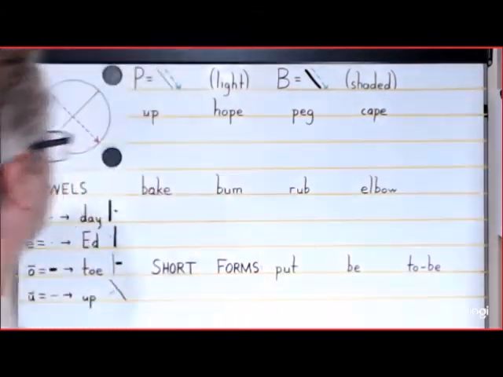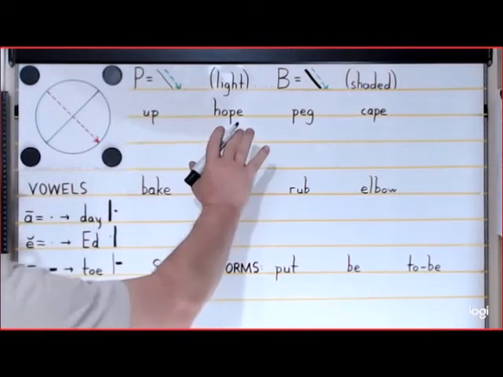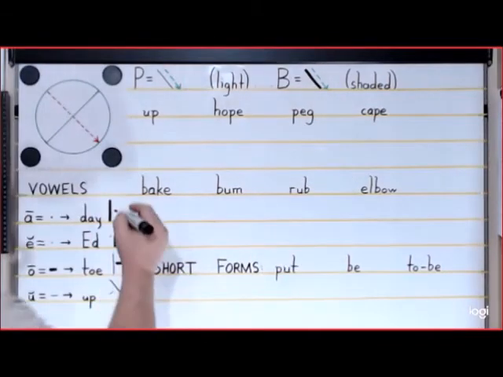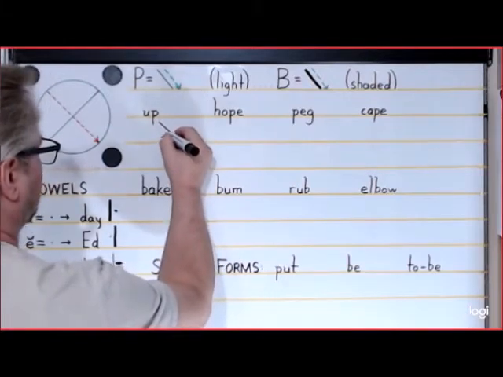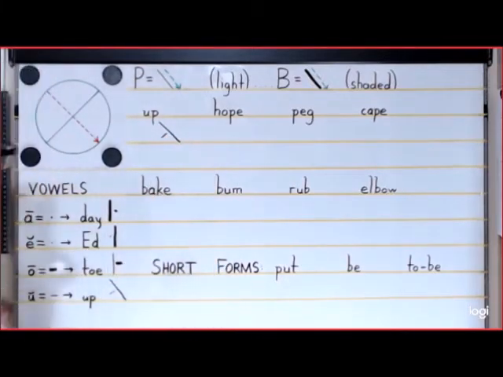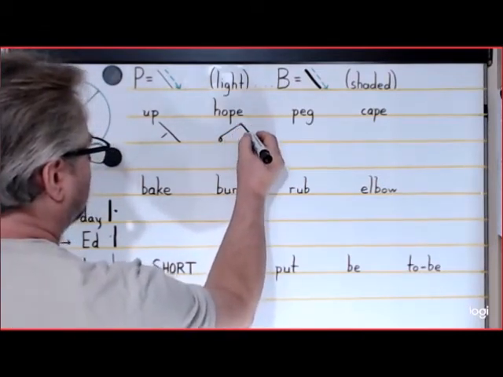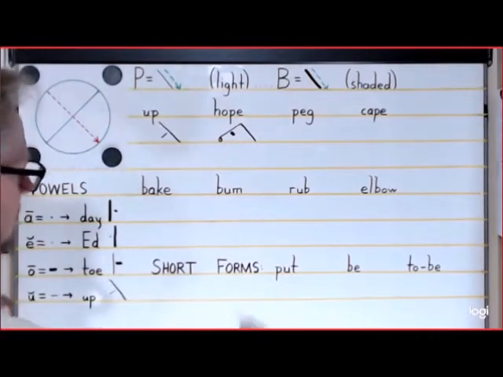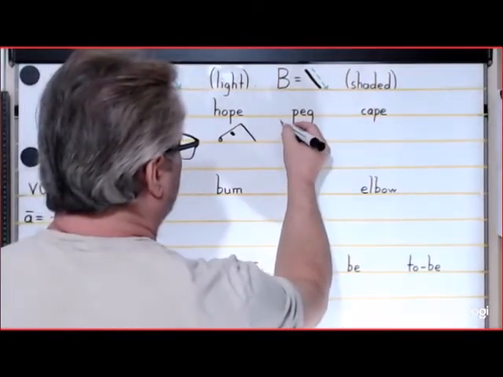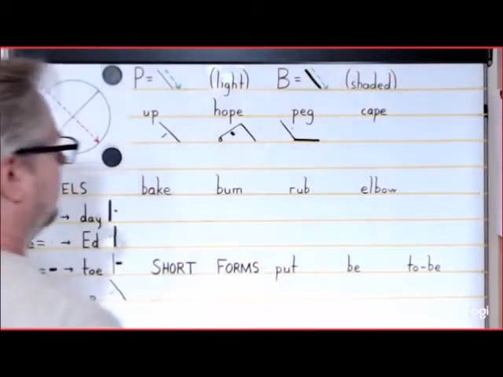Letters P and B and the sounds are represented by a downward 45-degree angle, P being the light stroke, B being the shaded stroke. So for the word up, we'll write a P, then a light dash in the middle of it, before it. The word hope, we'll write the upward H, then a P, and then a heavy dash for the long O. The word peg, we'll write the P, then a G, then a light dot for the short E sound.